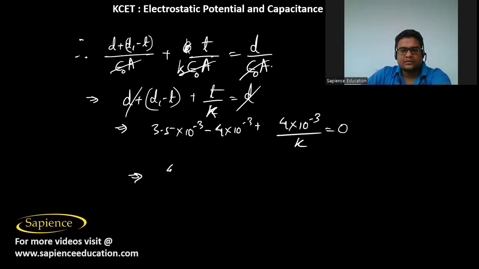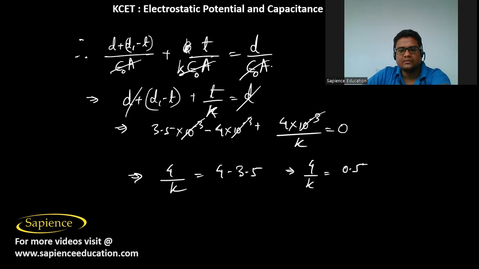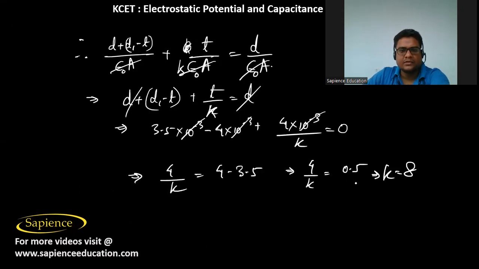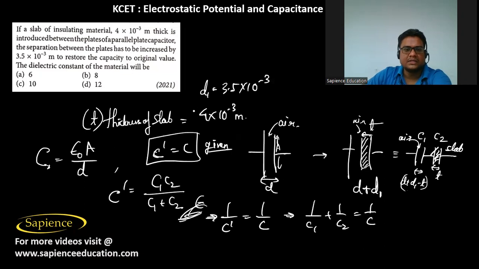So therefore 4 by K, 10 power minus 3 also I can take as common and then I can cancel it. 4 by K, that will be equal to 4 minus 3.5. So that is 4 by K, that is equal to 0.5. So it means K should be equal to 8. So K is equal to 8. So the dielectric constant of the material should be equal to 8. So therefore option B is the correct answer.